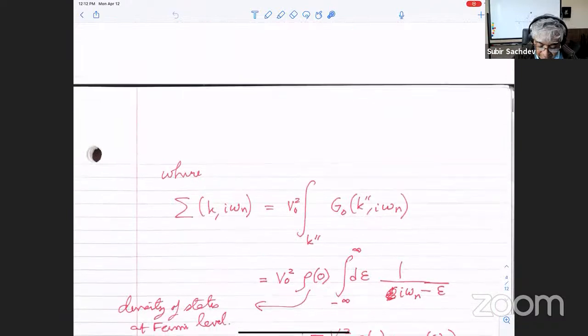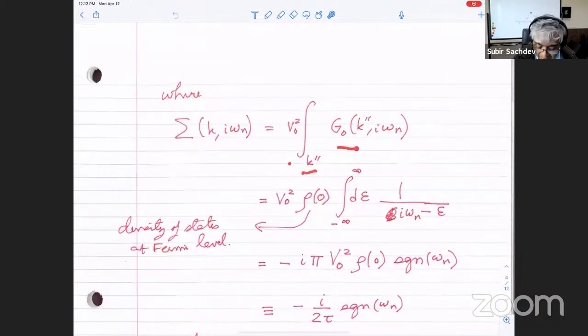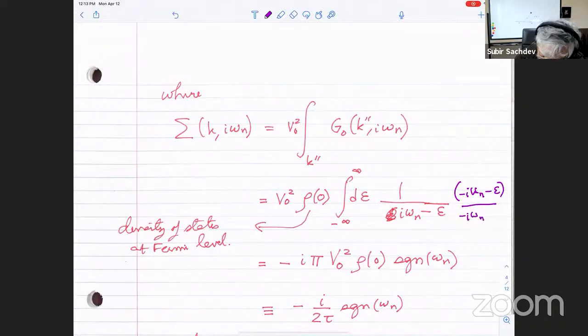So what you have to evaluate is V naught squared times the integral over momentum K prime of the bare Green's function. Okay, this is something I think we already met when we were looking at the resonant level model, the same kind of integral. What you do is convert the momentum integral to an integral over energy of the density of states, and you assume the density of states is a constant, and you pull it out front. Then this integral you can evaluate. You make it a Lorentzian by multiplying by its complex conjugate in the numerator and the denominator, so you put in a factor of minus i omega n minus E. And then you can do the integral over epsilon.